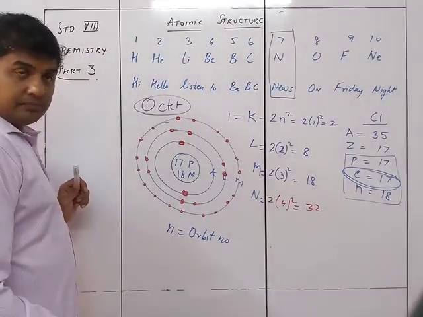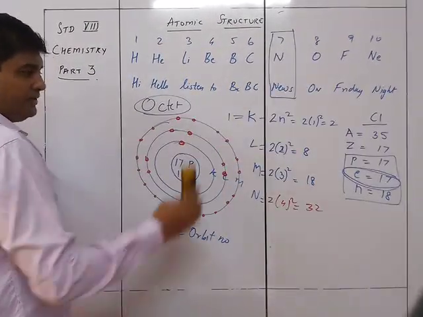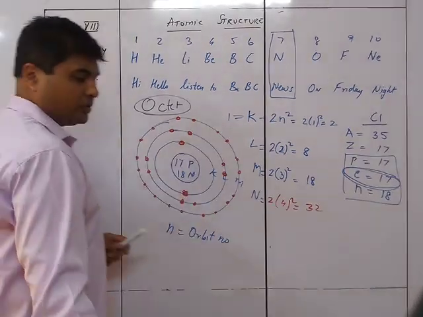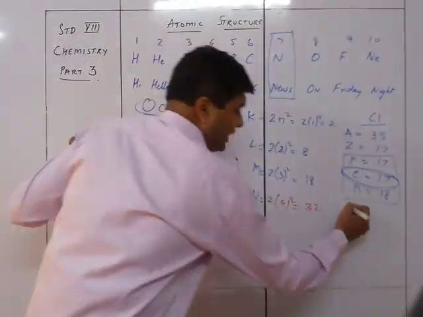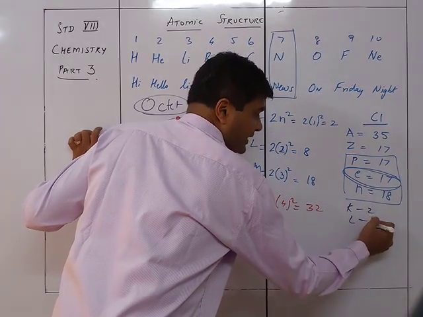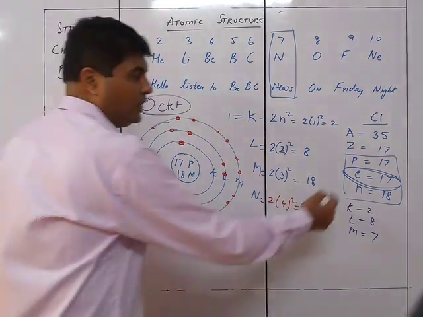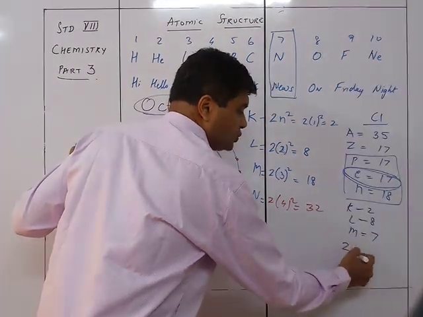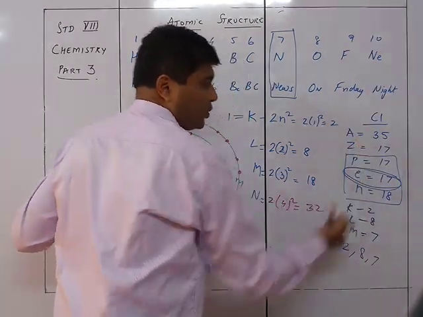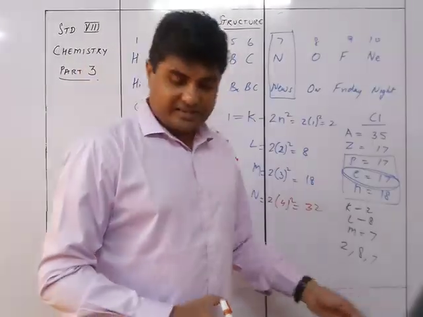17 electrons are there. So in the first shell only 2 will sit, in the second 8 will sit. Okay, this one will work out easily. So the electrons will be such that in K there will be 2 electrons, in L there will be 8 electrons, and then M will have the balance 7 electrons. So the electronic configuration will be 2, 8, 7 for chlorine.